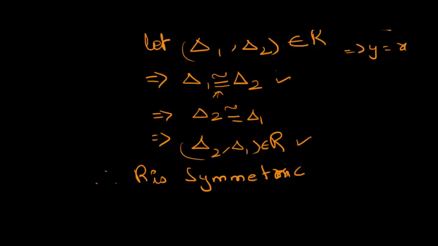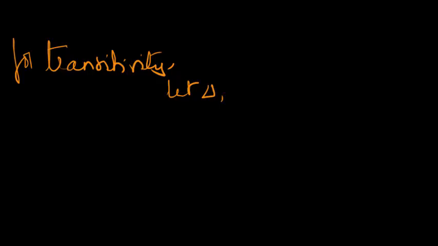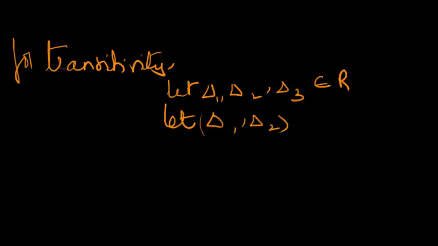Now, let's move on and prove transitivity. For proving transitivity, I'm going to consider three triangles. Let triangle 1, triangle 2, triangle 3 belong to the set T. And here, for proving transitivity, I'm going to put two conditions. The first condition is, let triangle 1, triangle 2 belong to R. And the second condition is, triangle 2, triangle 3 belong to R.